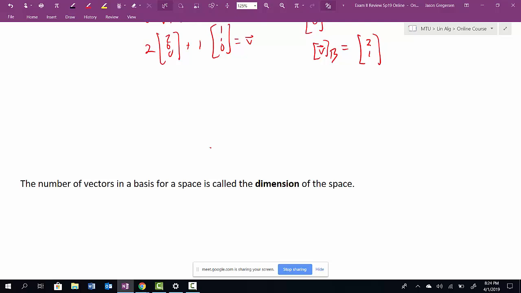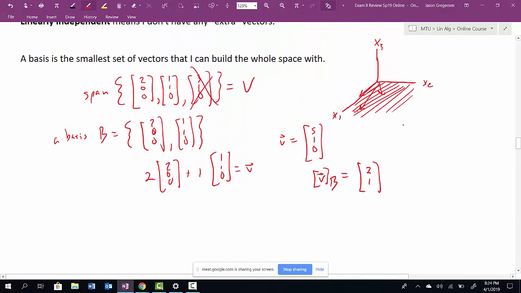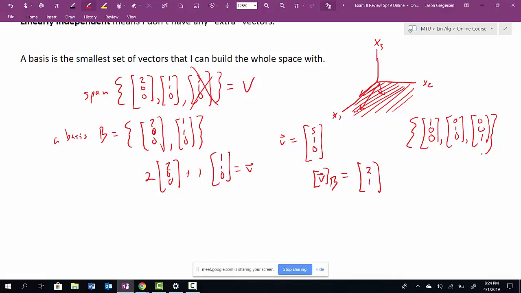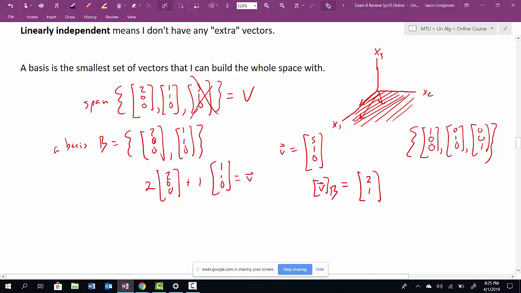In R3, I can travel in 3 different directions. That makes sense because here's an example of a basis for R3: (1, 0, 0), (0, 1, 0), (0, 0, 1). I have 3 vectors in its basis. That's why the dimension of R3 is 3. So R3 is bigger by dimension. The dimension of a space is the number of vectors in its basis. So the dimension of V is 2, which means it's a 2-dimensional subspace of R3.